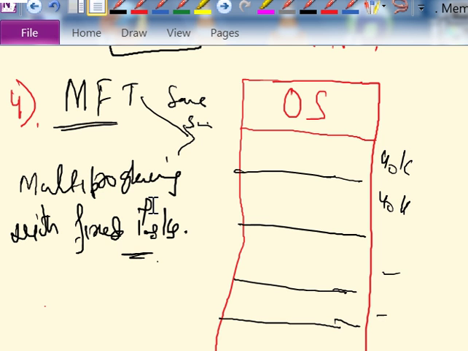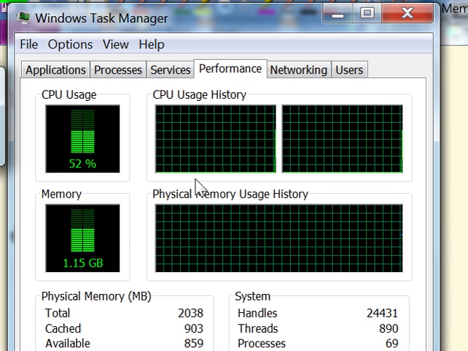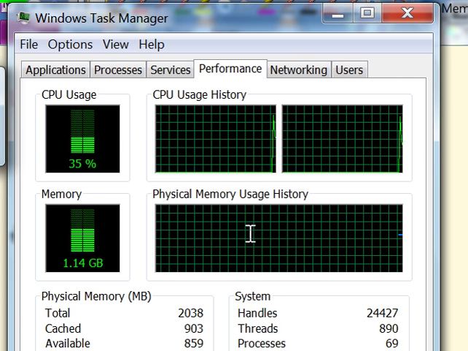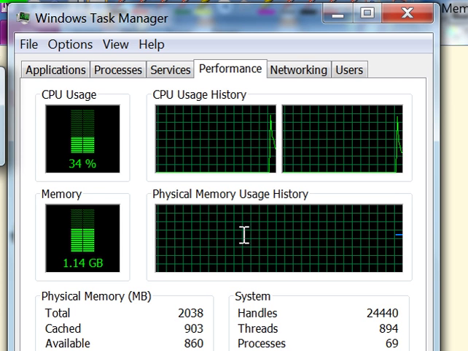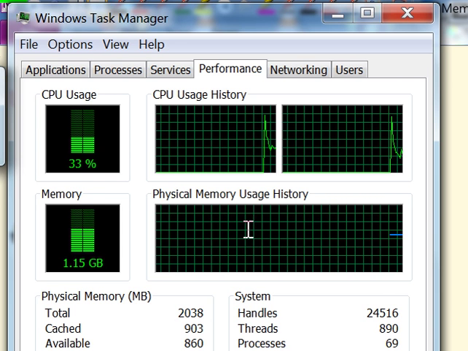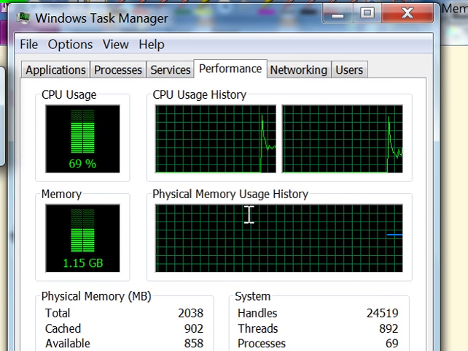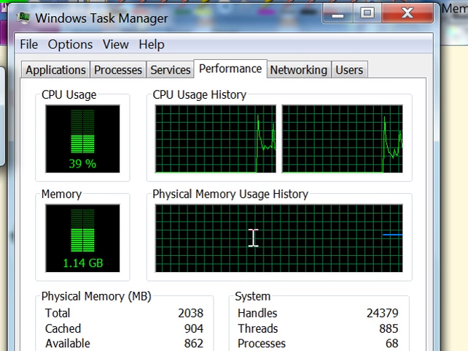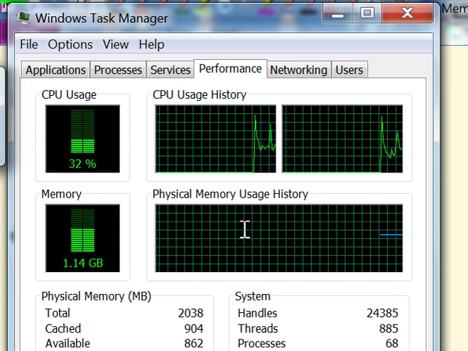Control Shift Escape. What is happening here? Don't you see that 69 processes are being executed simultaneously? And 893 threads. You will understand what threads are in your final year. So, 868 processes are executing simultaneously. Are you not seeing that?